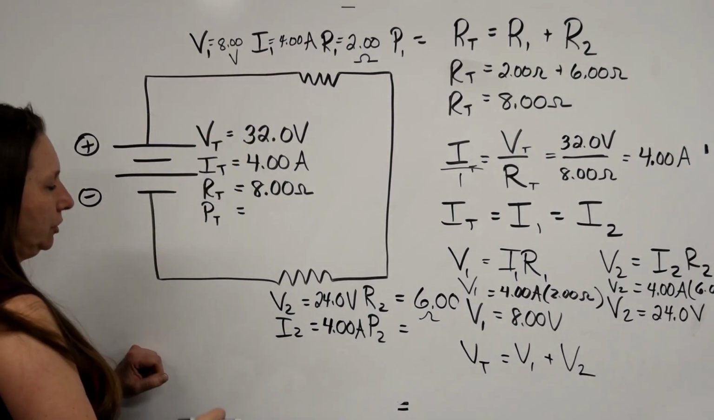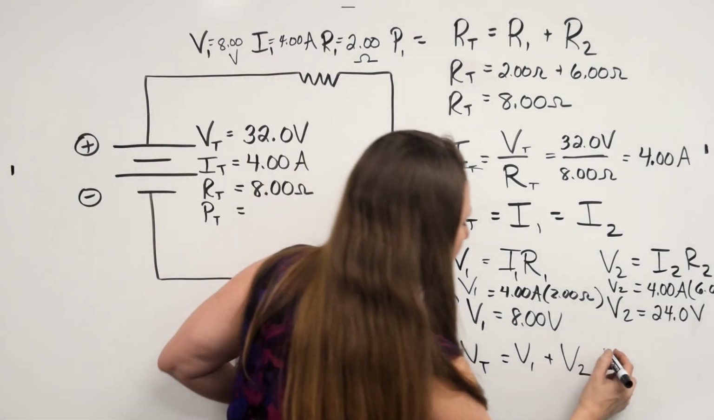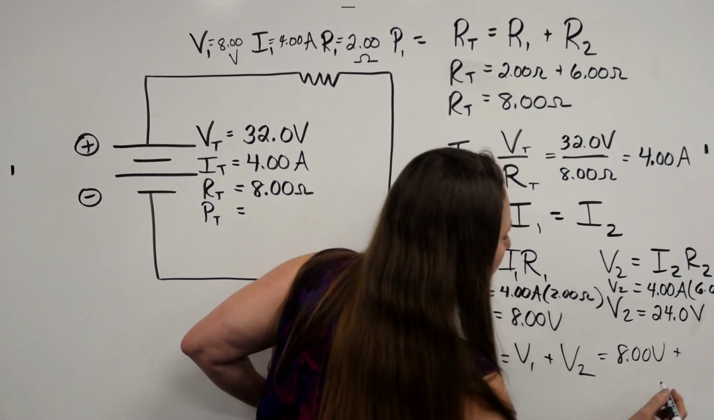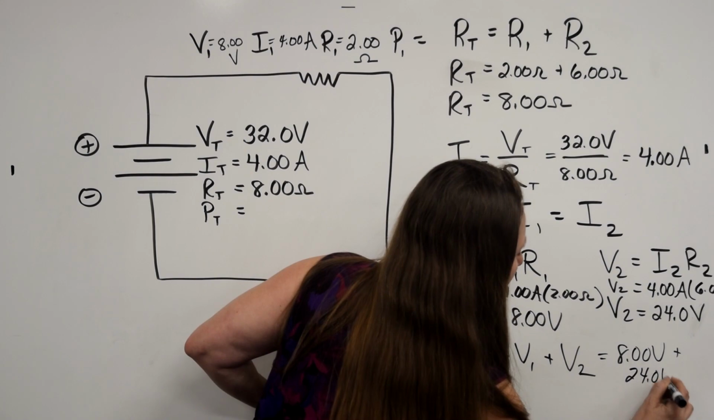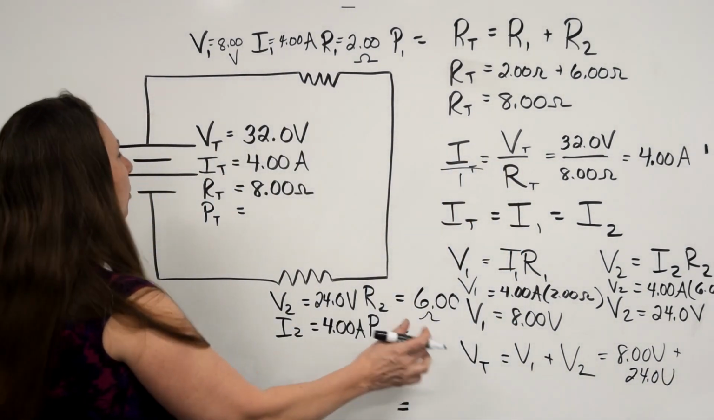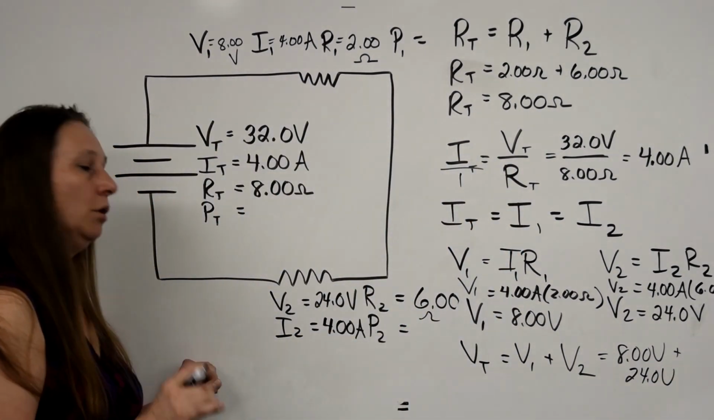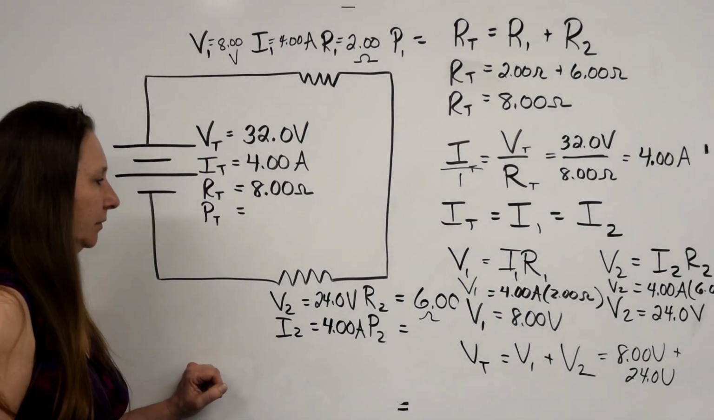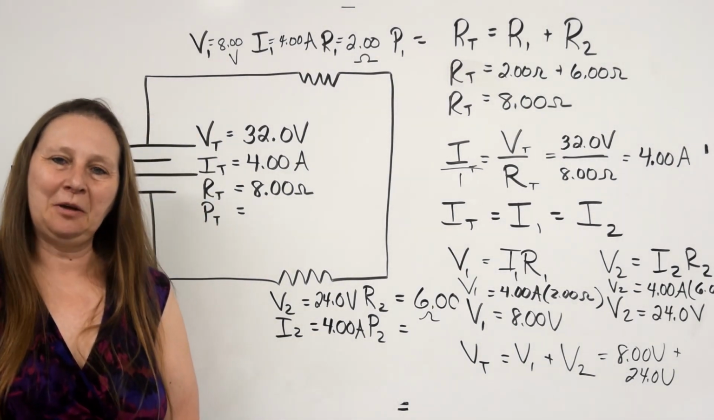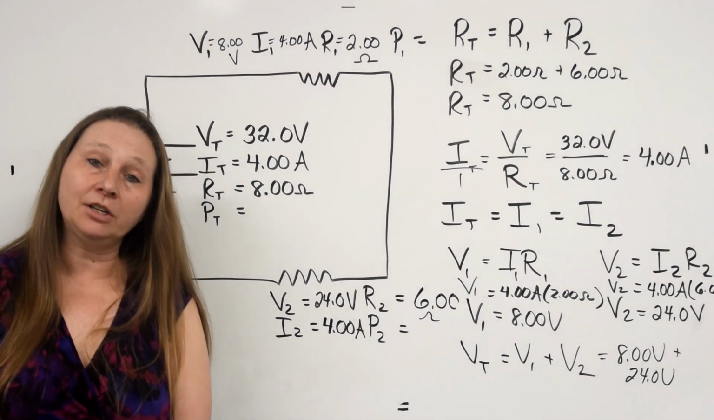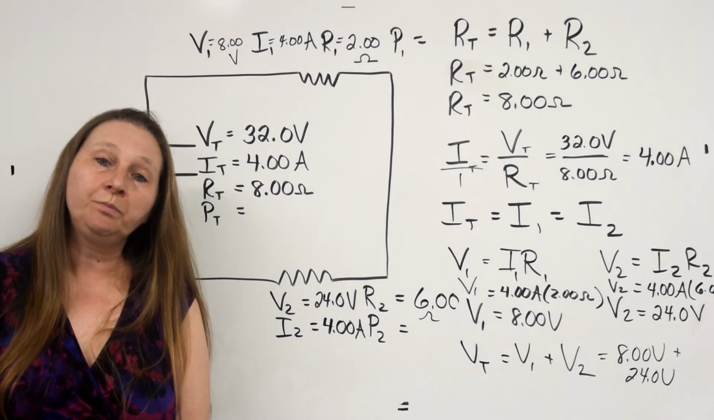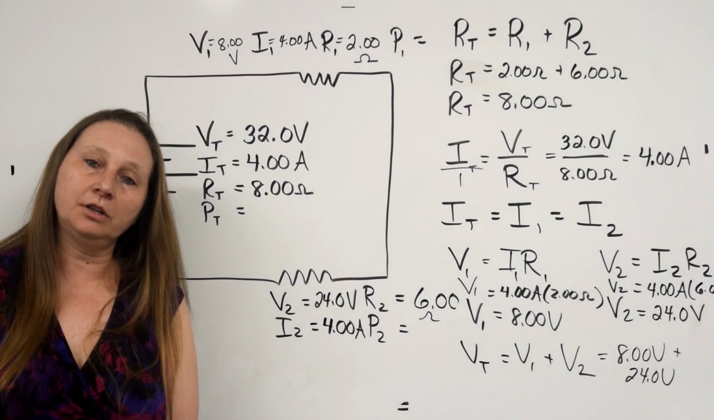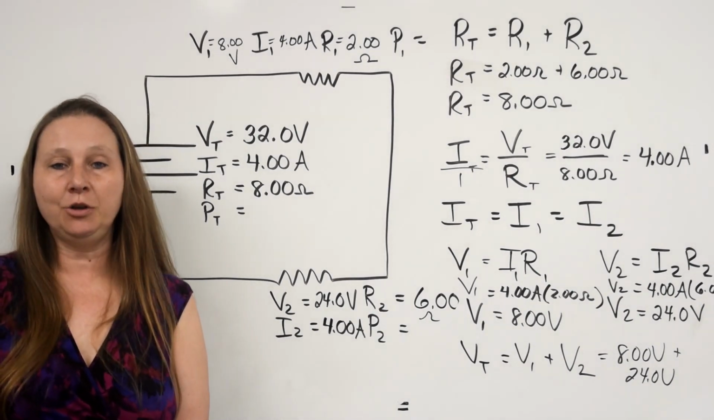Now, just double check that V total is V1 plus V2. V1 is 8 volts, V2 is 24 volts. All right, and 8 volts plus 24 volts is going to be equal to a total of 32 volts. Okay? So we got everything filled in. Everything checks out. Okay? So go ahead and practice on the next two practice series circuit problems, and I'll see you in the next video.